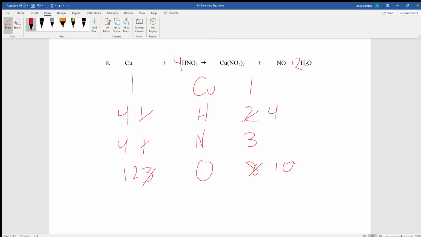Now, this is where this one starts to get more complicated, because you can see 2 of our elements, copper and hydrogen, are balanced. Nitrogen and oxygen are not. Now I can balance nitrogen by putting a 2 in front of NO. That gives us 4 here and 11 oxygens.